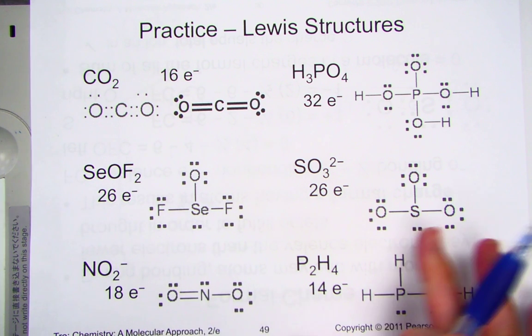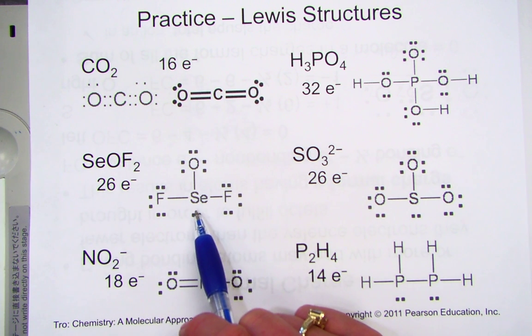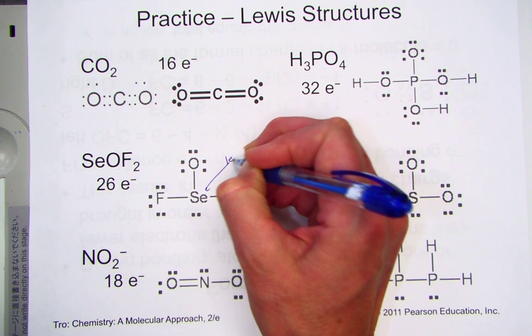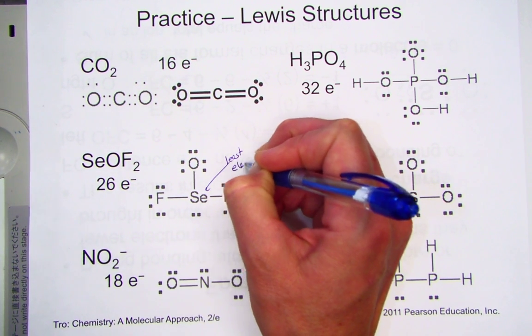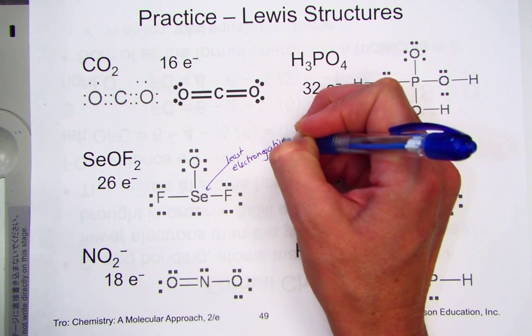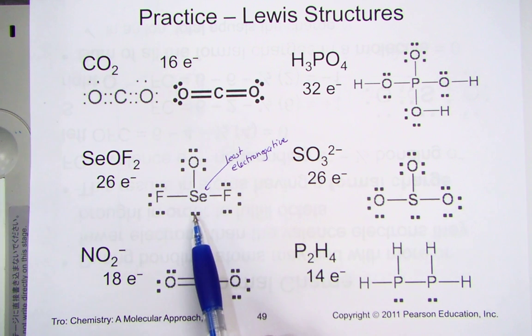SeOF2 looks like the following. Selenium was placed in the center. Oxygen was built off of it. Now selenium, Se, lives in the same family as oxygen. Se placed in the center, remember it's the least electronegative. So if I had to decide what atom to place in the center, go back to the electronegativity table and find the least electronegative and make that the center atom.